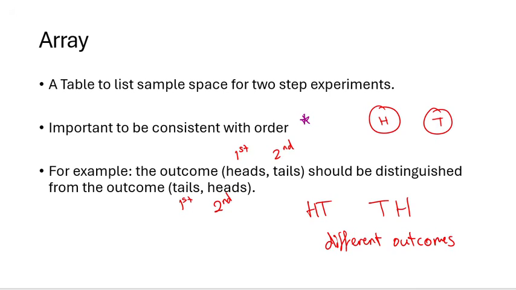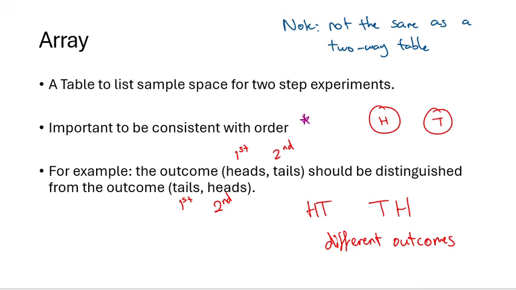So, what is an array? An array is pretty much like a table. Now, depending on how big your outcomes are, the array also gets bigger. So that changes. Just a note, it is not the same as a two-way table. It is not exactly the same.